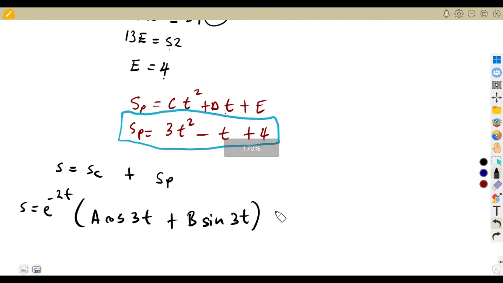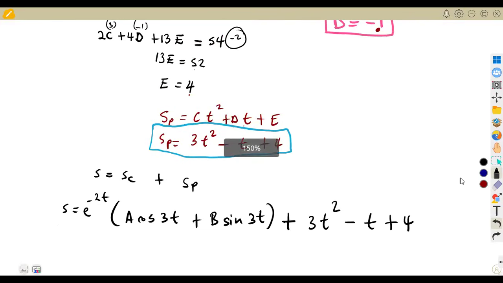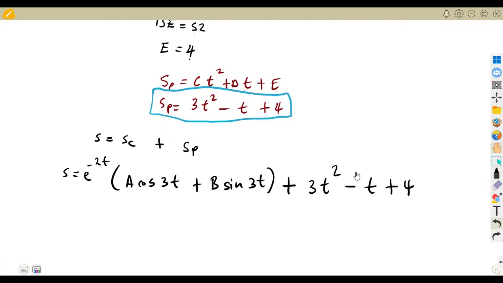So you're gonna combine plus, SP gave us what we are combining as it is, all right? So this is gonna be plus our SP as it is. So this will be 3t squared minus t plus a 4 like this, all right? So this is where we are. Now the question is that we were supposed to leave our answer like this.